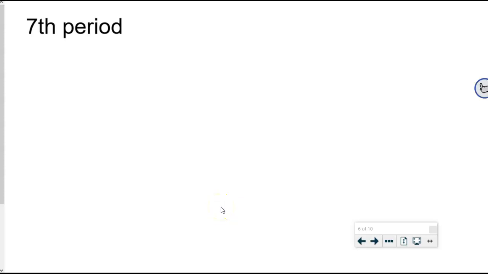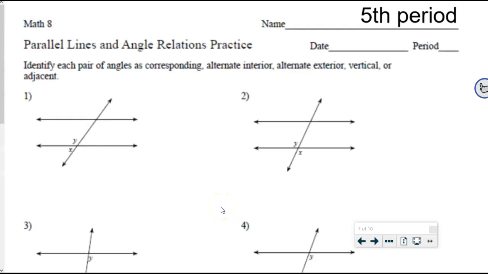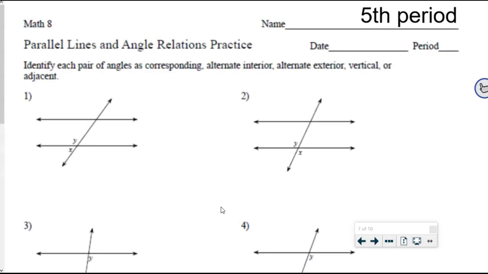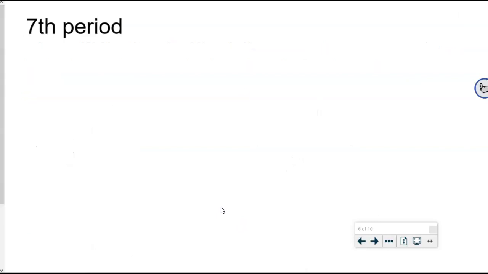Hello, Math 8 students. This is Parallel Lines and Angle Relations practice. Before we begin on our practice, I want to make sure that we take some additional notes to help prepare us for all of those angle relationships we're going to be seeing. We are going to start with an X. Draw two intersecting lines.